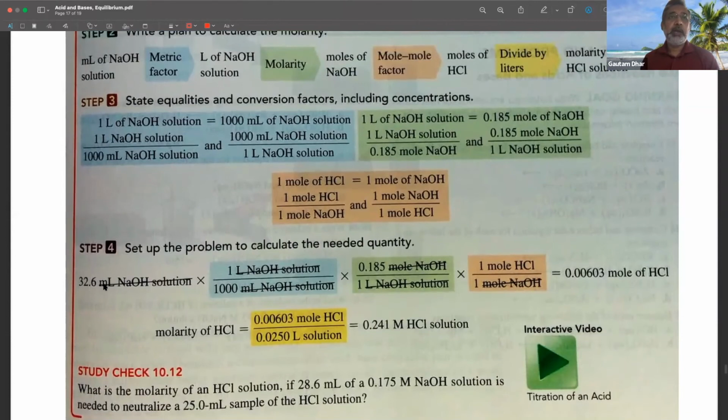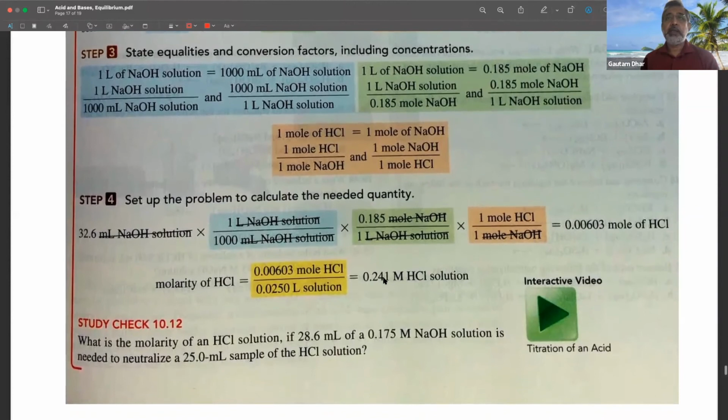So you are going from milliliter to liter, canceling out the milliliter. Then from liter to moles, your liter and liter cancel out. And then mole of sodium hydroxide to mole of HCl, so your mole of NaOH cancels out. So you are getting 0.00603 mole of HCl. Now you know the volume you have taken. You have taken 25 milliliter, which is 0.0250 liter. You divide these two, and that is equal to 0.241 molar HCl solution.